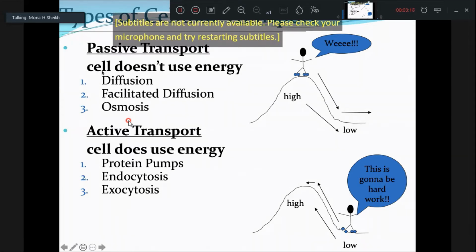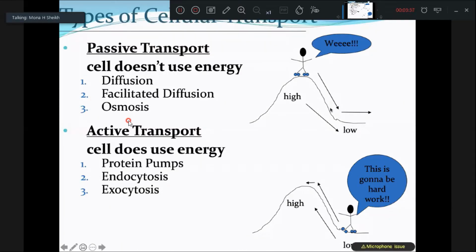So it's very simple. Passive means there's no energy. Active, there is energy. Because here we are transporting from low to high, I will need energy. Just like if you are cycling uphill, you need more energy. Because here we are going from high to low, so I'm actually going by gravity. I don't need energy, so no ATP is required.